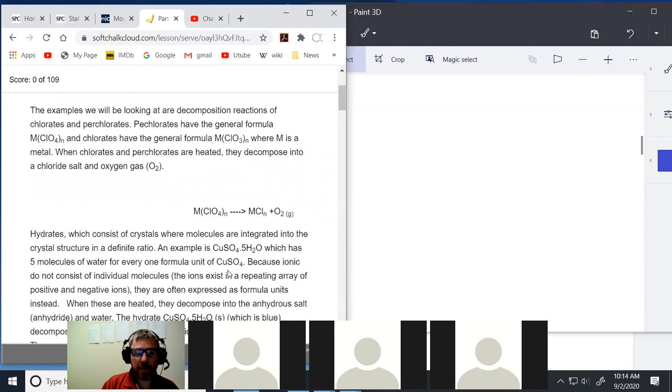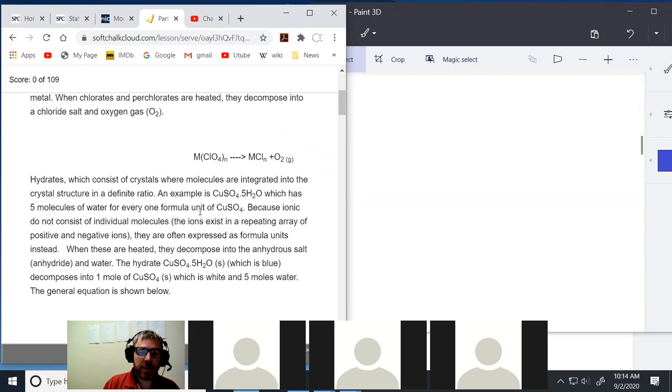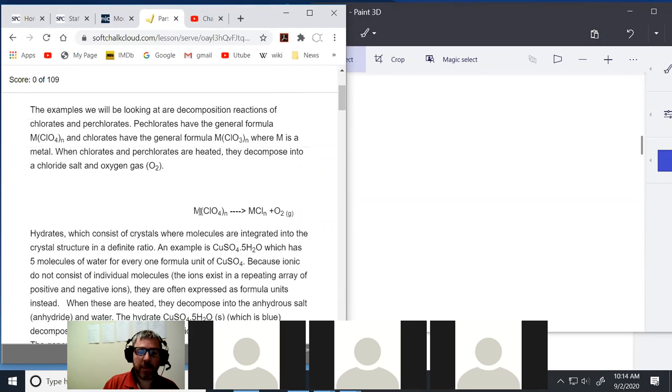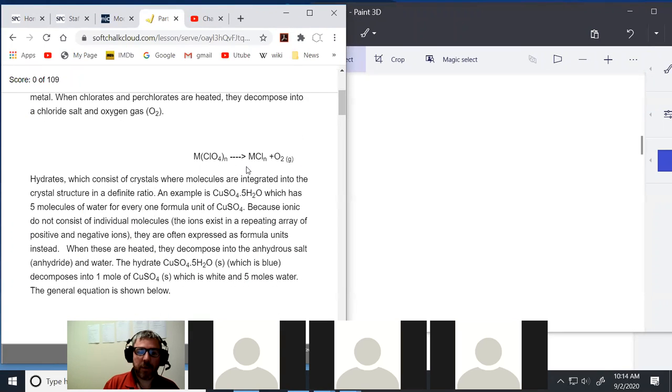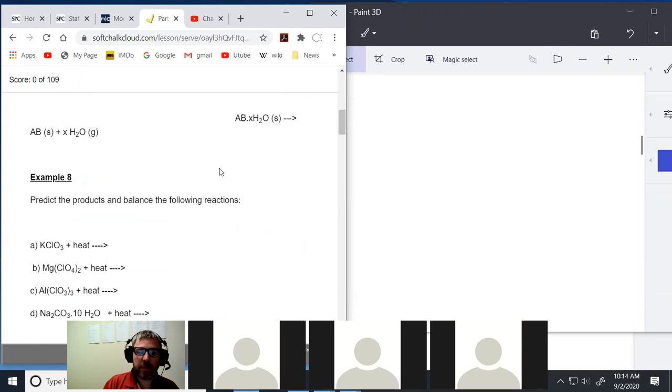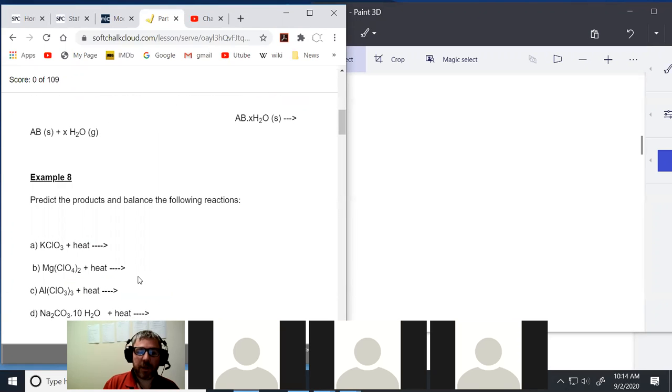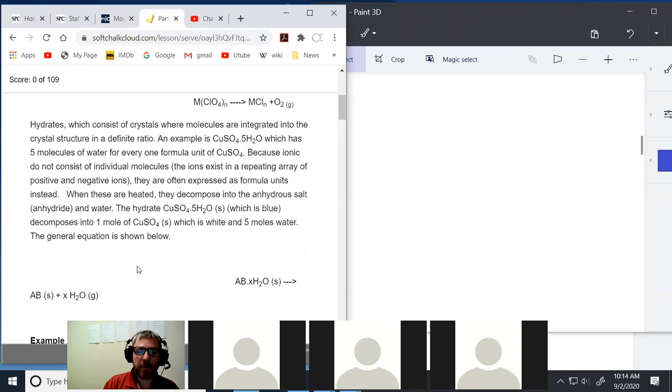The ones we're going to focus on here are going to be chlorates and perchlorates. And then I'm going to show you some other ones that I throw in for General Chemistry 1 that weren't in Intro to Chemistry. So the main ones we're going to focus on will be those chlorates and perchlorates first, and then we'll look at some carbonates and some hydrates and hydroxides as well.